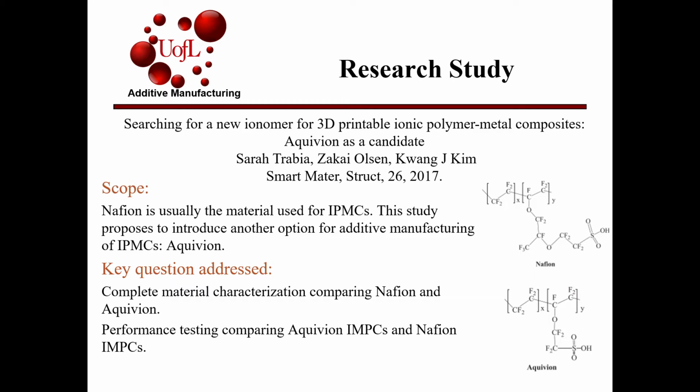So the scope of this paper is to compare two materials to be used in the ionic polymer metal composite process. Traditionally, Nafion is the material used in this process. The study proposes to introduce another option for additive manufacturing of IPMCs, and it's called Equivion. The key questions addressed are to look at a complete material characterization of both Nafion and Equivion, and then go through a performance testing comparing both of the materials as well.